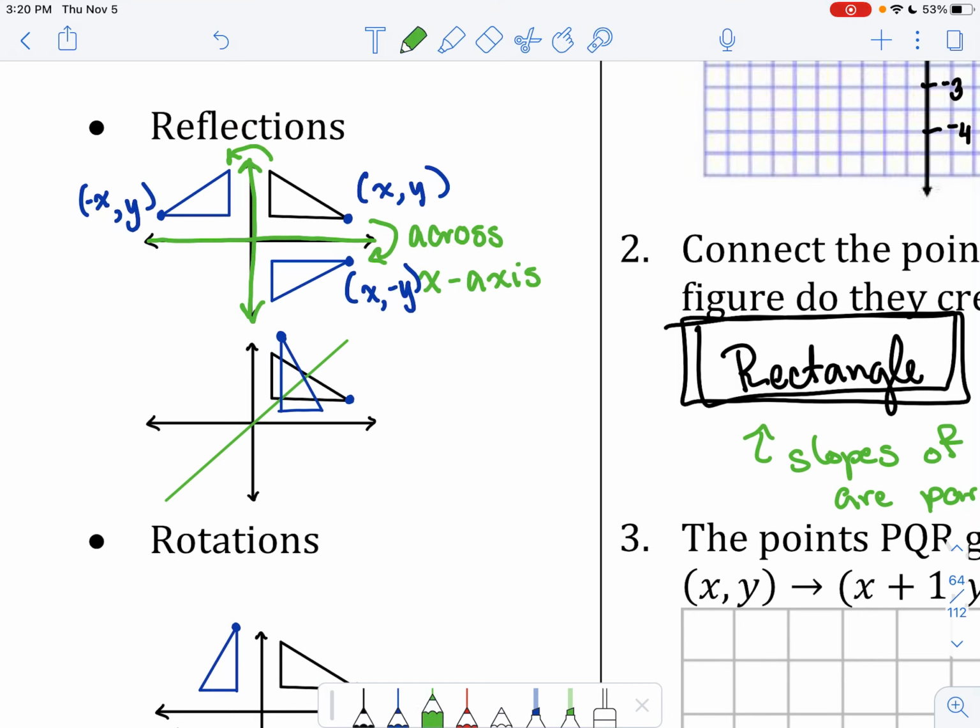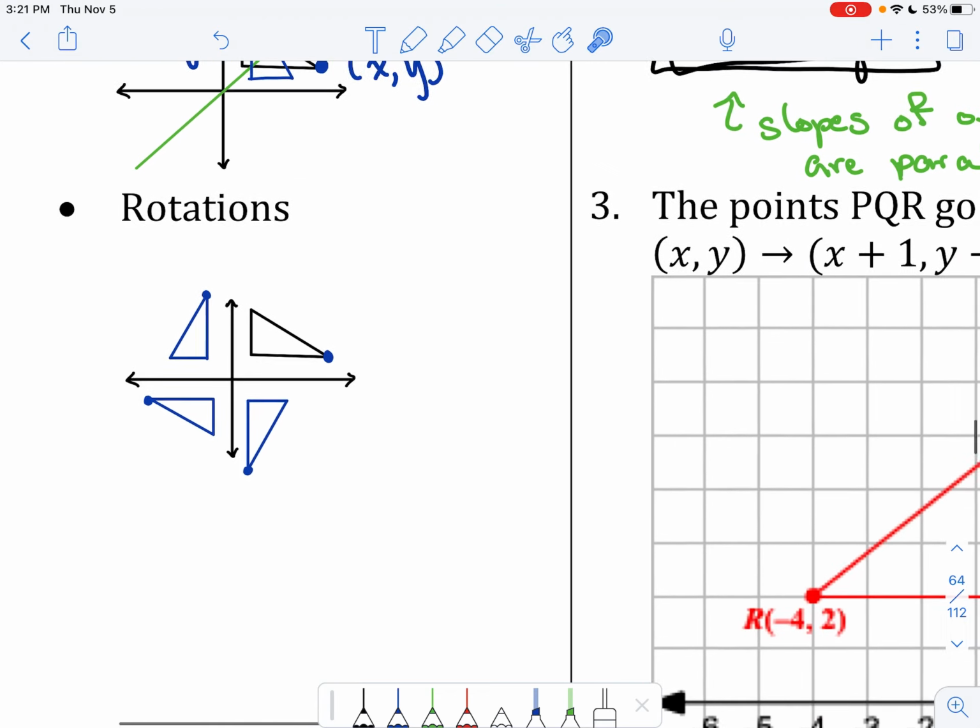Now the last type of reflection you might see is across the line called y equals x, the line where both x and y are equal, which is this line that I've drawn in right here. If we have the point x, y on the original shape right here, when it reflects up here, the numbers stay the same, but they switch order. So if this was 7, 2, this new point is 2, 7.